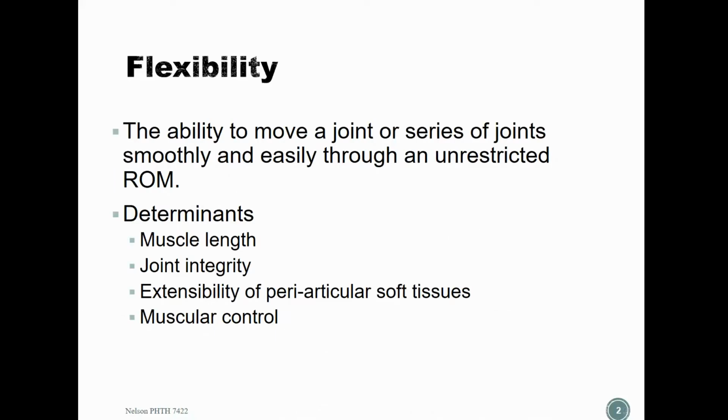So what is flexibility? The ability to move a joint or a series of joints smoothly and easily through an unrestricted range of motion. So really we're looking at functional ability to move and quality of movement. What determines that looks much like range of motion. Again, muscle length, so something extra-articular, the integrity of the joint, and that includes the structures around the joint. And now we add in neuromuscular control.